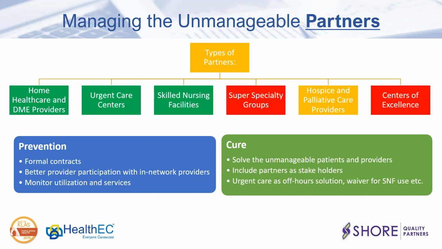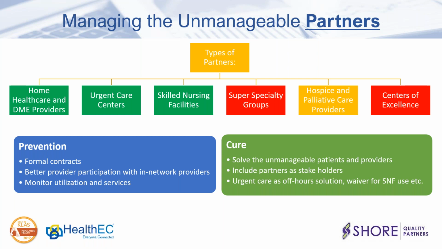That's not anymore. So let's talk about some of the partners that we typically see within our ACO's operations: home healthcare and DME providers, urgent care centers, and skilled nursing facilities. I've seen a lot of variations in how those are handled. With the MCOs, with the managed care entity, value-based contracts, skilled nursing facility direct admissions are not an issue.